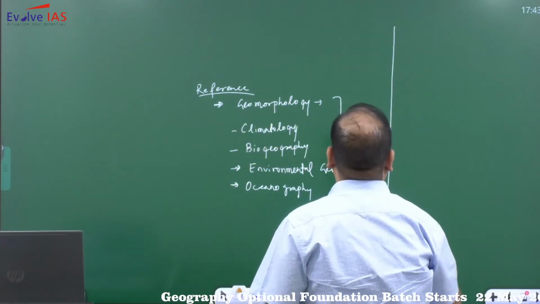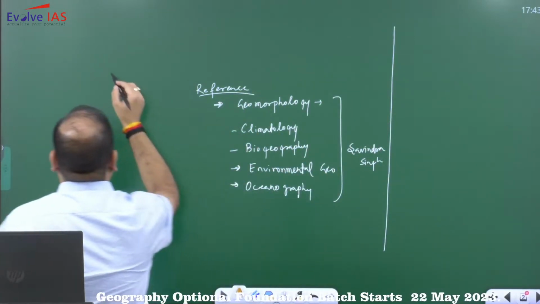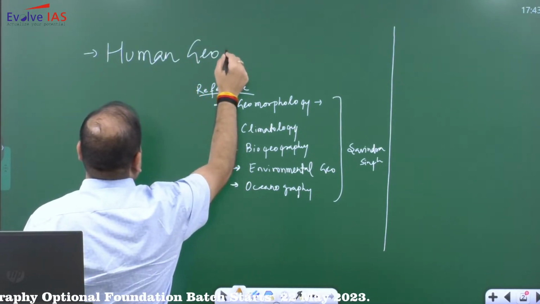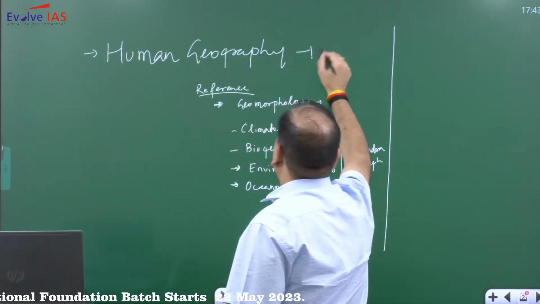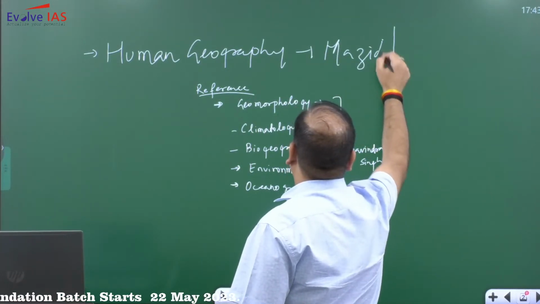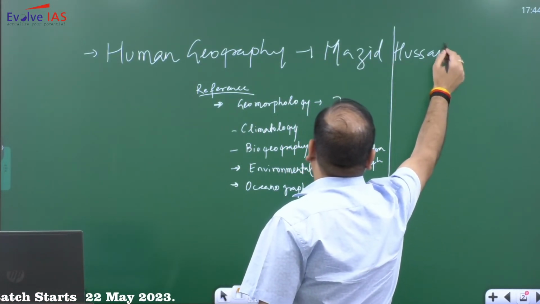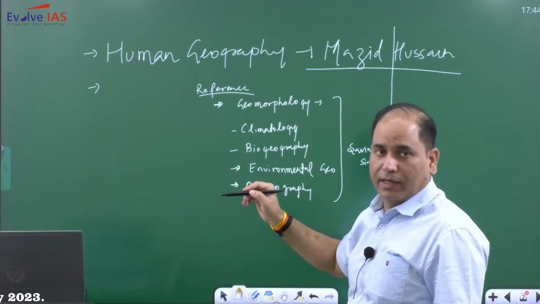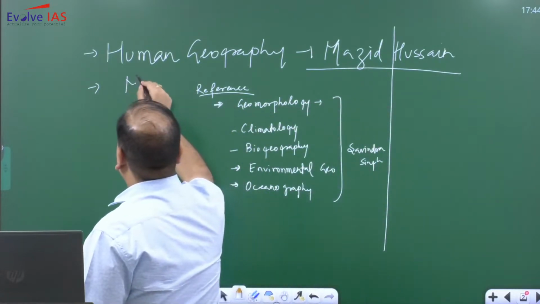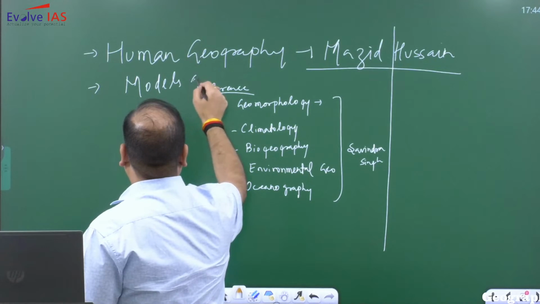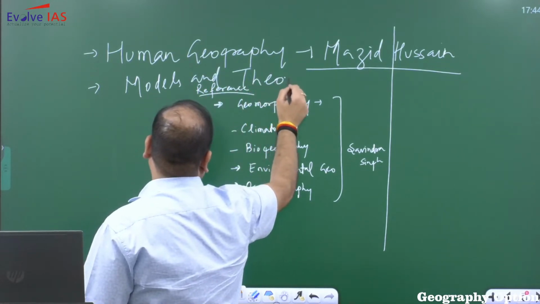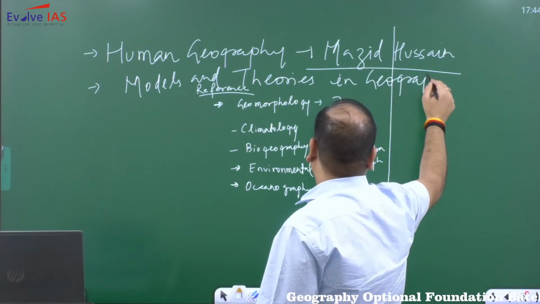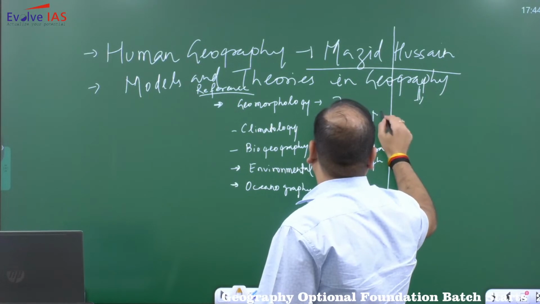Now, other than this book, there is a very good book on human geography. In human geography, the book written by Majid Hussain is very good. By the same writer, Majid Hussain, you will have one more book, that is Models and Theories in Geography. It is a very good book by Majid Hussain.